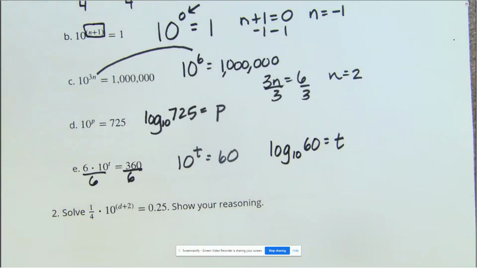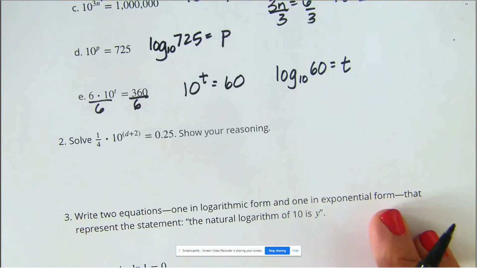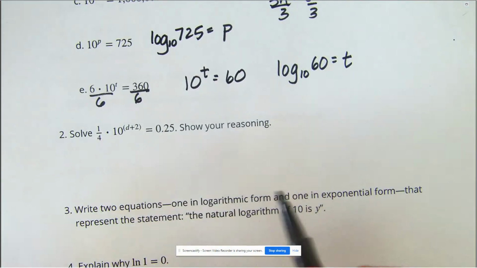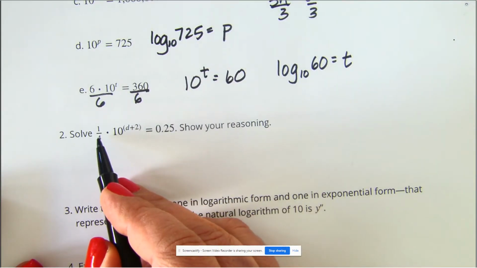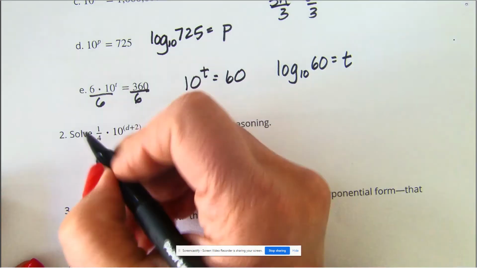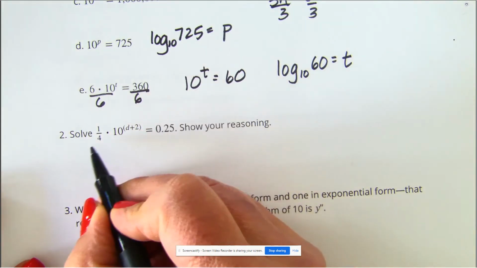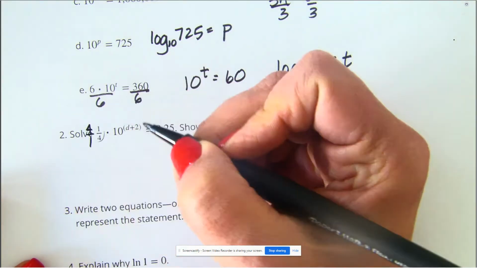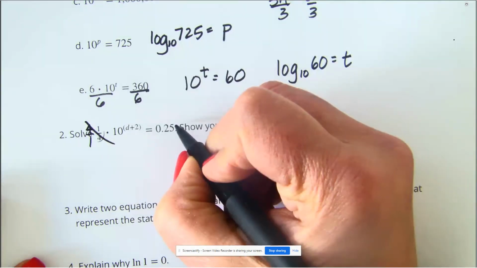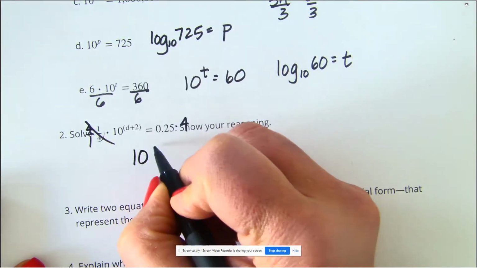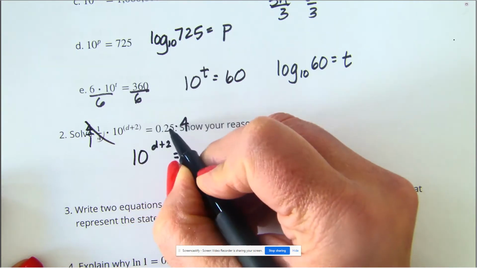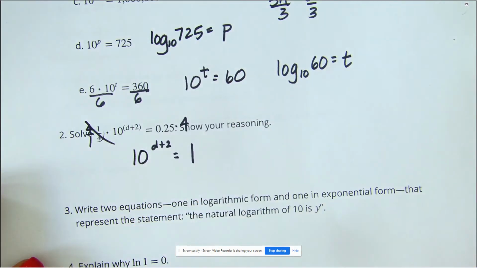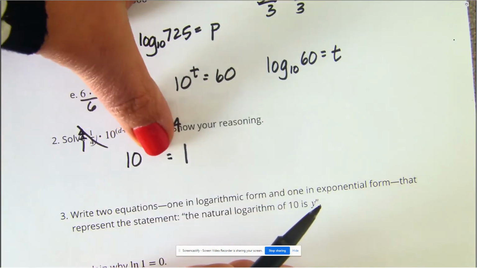Okay. All right, number 2, solve, show your reasoning. So if I can get that 10 alone, I can think through my powers of 10. It's being multiplied by 1/4. To get rid of 1/4, it sort of sounds confusing to divide by 1/4. So a strategy I use with fractions is I multiply by the reciprocal, which is basically just 4. So I'm going to multiply this side by 4. So I get 10 to the d plus 2 equals a 4th times 4 is 1. Now this is sort of like letter B up there. I know 10 to the 0 power makes 1.